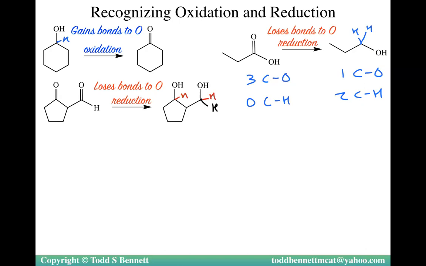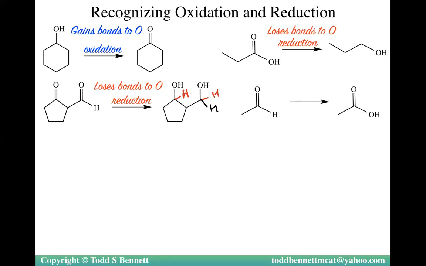I just realized I need to make room. So let me redraw this again. I have an H. One of the H's gets reduced, the other H gets reduced, and then the original H that was on there. You go from 2 bonds to O and a bond to H to now 3 bonds to O and no bonds to H. So you have lost a bond to H and gained a bond to O. You've been oxidized.